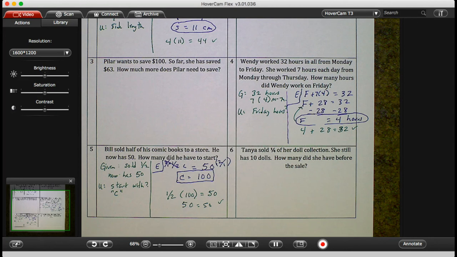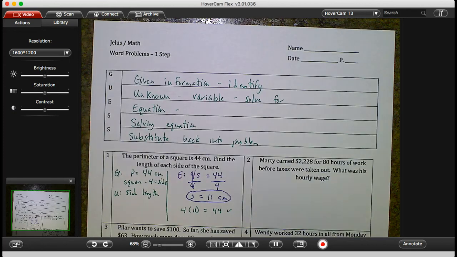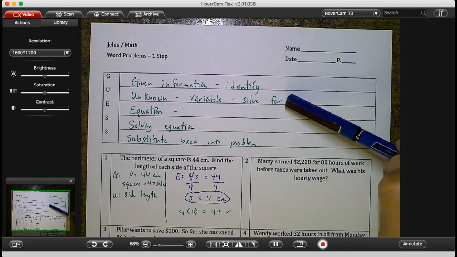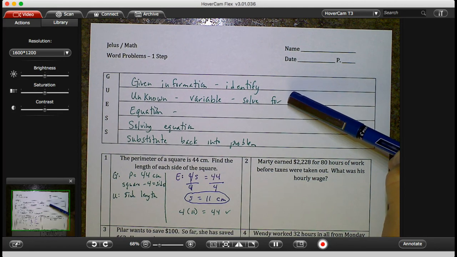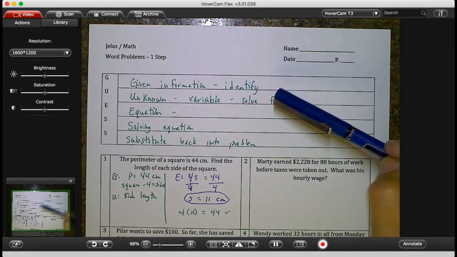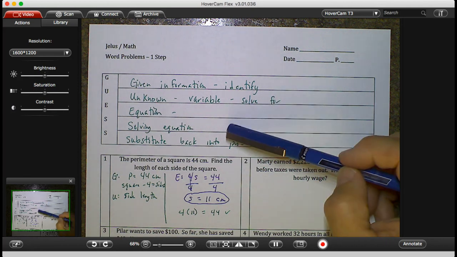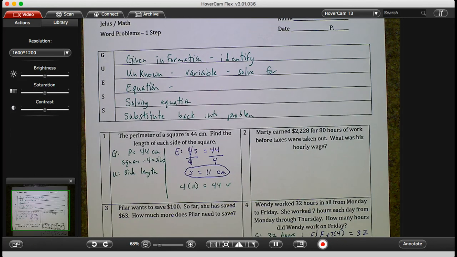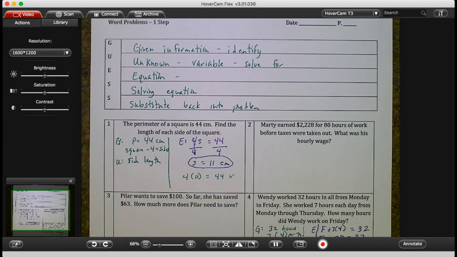My recommendation is that you watch this video back, but go through the steps. Identify your given information. Identify your own unknown, what you are looking for. That is typically in the last sentence of the problem. Write your equation based on the given information and your unknown. Solve your equation and then substitute your answer back in to make sure that you're correct.